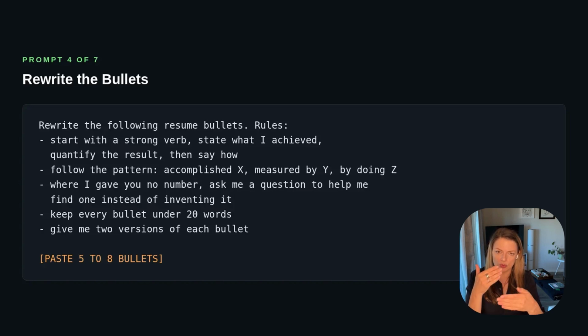So now you give the prompt, you paste your bullets. When it asks you for numbers, answer from memory or estimate honestly. Don't overcomplicate things. Team size, budget, time saved, volume handled, growth percentage, dollars gained. An estimate you can defend beats a blank.